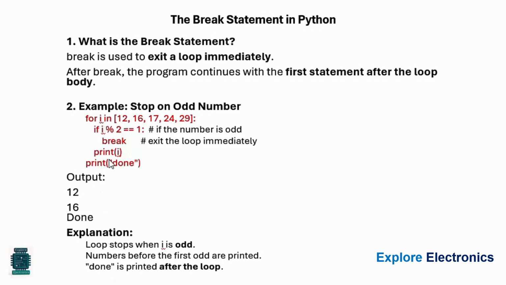Here in this example, the loop stops when i is odd. Numbers before the first odd are printed, those are 12 and 16. Done is printed after the loop. The break statement is very simple, right? Just practice with a simple example for better understanding.